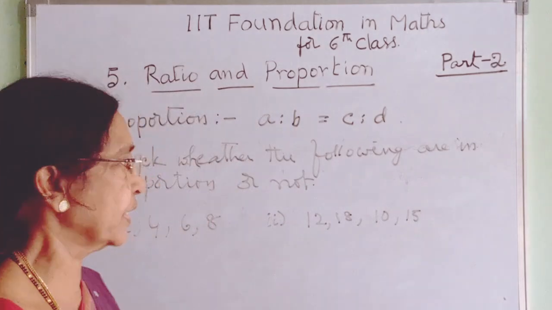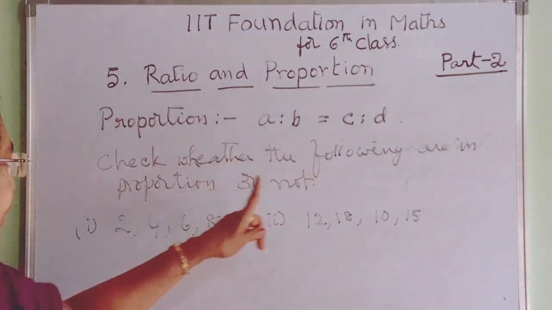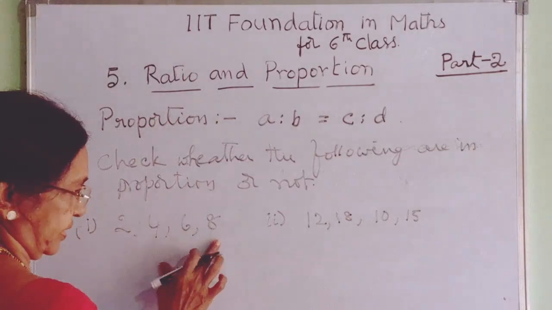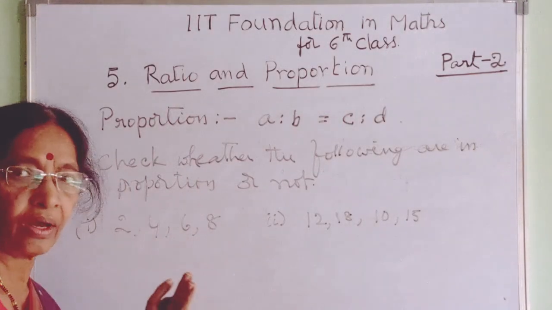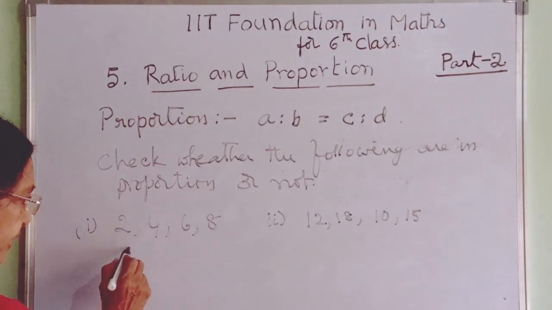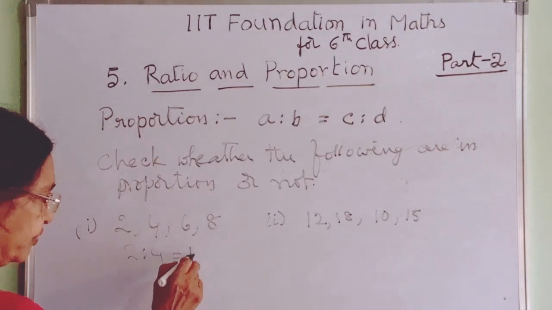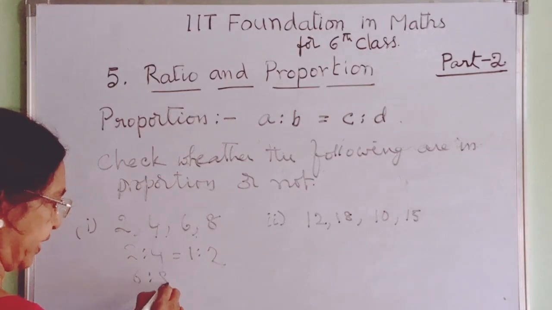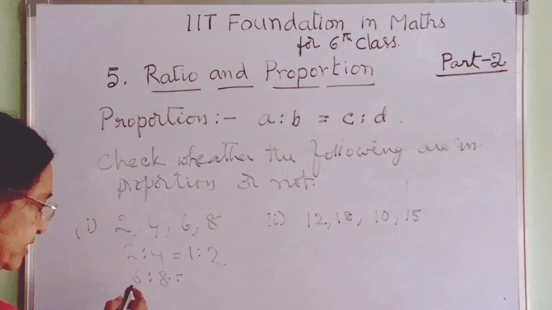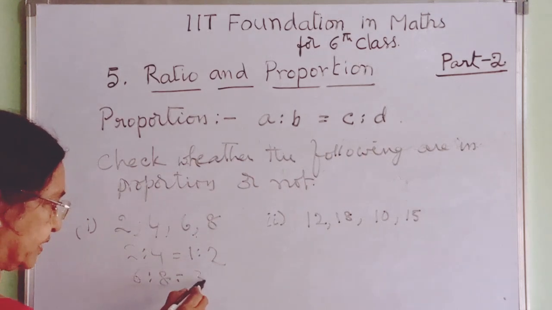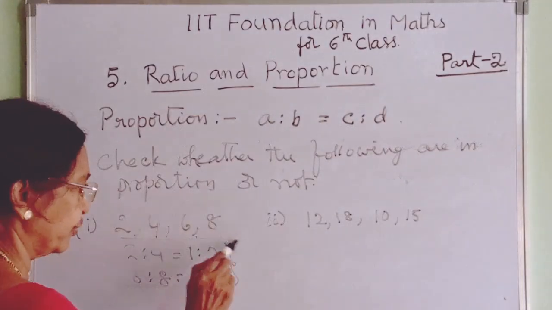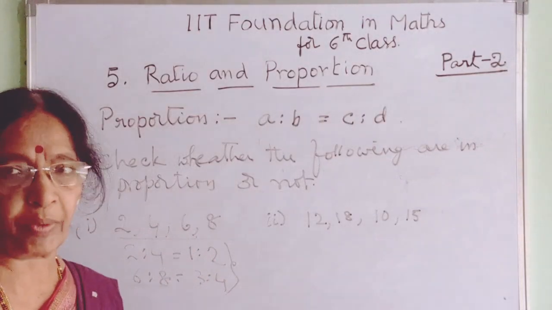Next, let's do an example. Check whether the following are in proportion or not: 2, 4, 6, 8. There are two methods. 2 is to 4, that is 1 is to 2, and 6 is to 8, if we divide by the highest common factor 2, is 3 is to 4. So these two ratios are not equal. Therefore 2, 4, 6 and 8 are not in proportion.